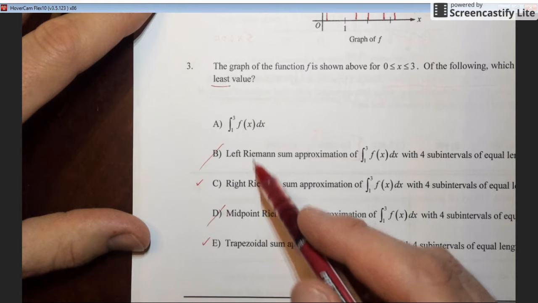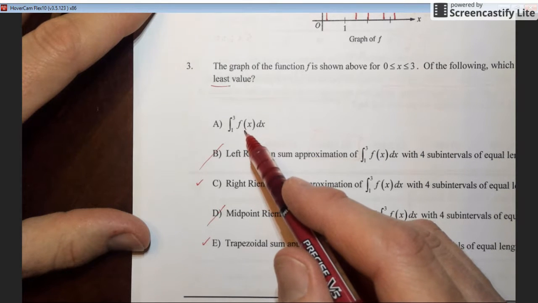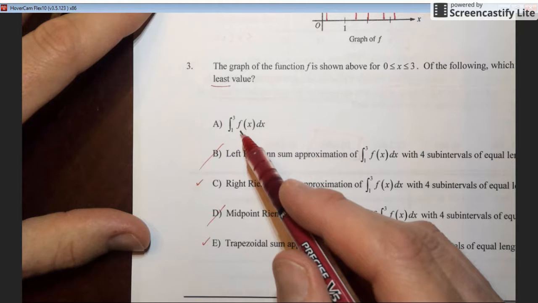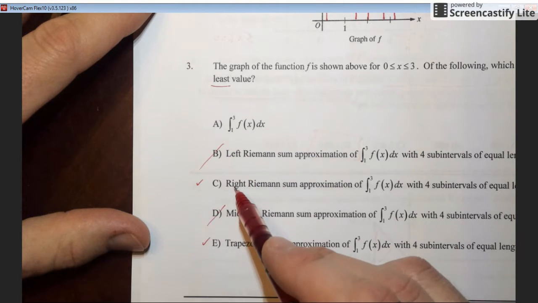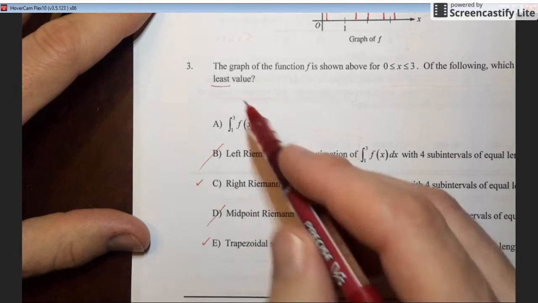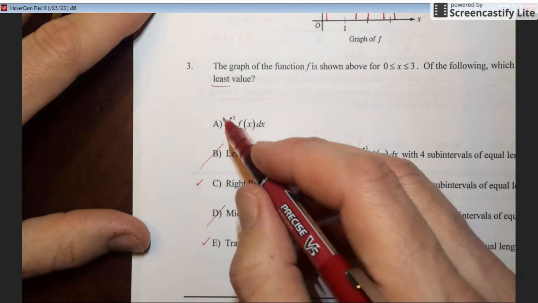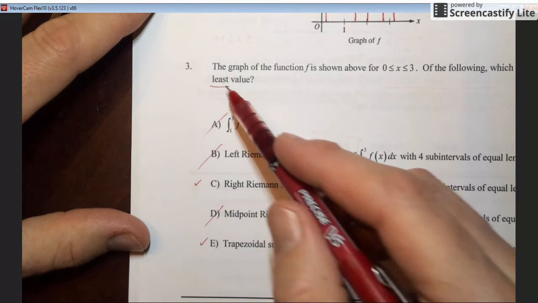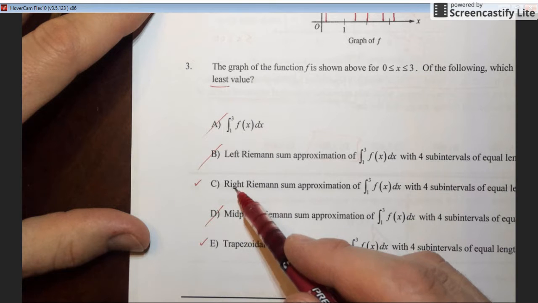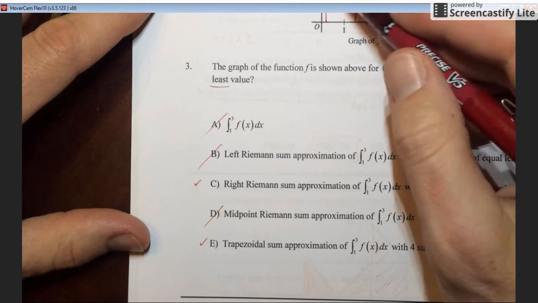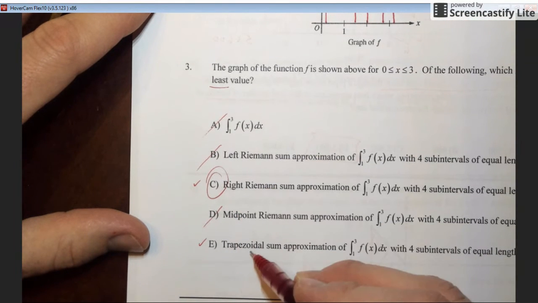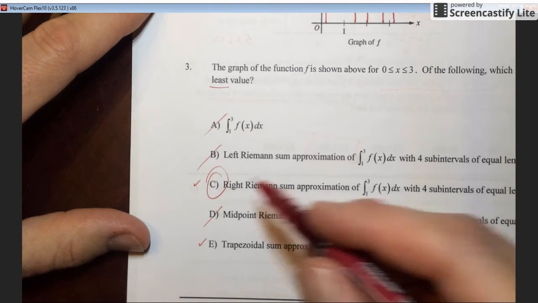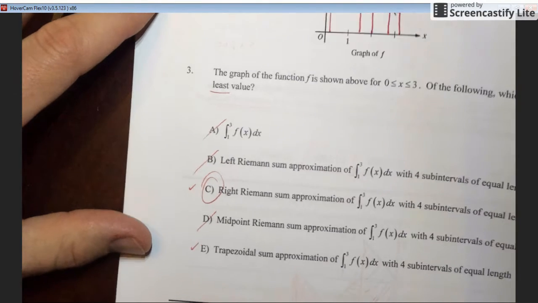But speaking of accurate, this is the exact value. It's not an overestimate or an underestimate, it's the exact value. And the right Riemann sum we know is an under approximation. An under approximation beats an exact value in this race for the least. So it's down to these two. The right one is more of an underestimate than the trapezoid, because the trapezoid we know is more accurate, so we're going with right for number 3.